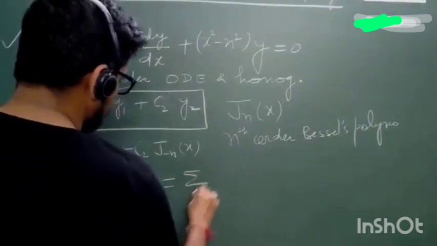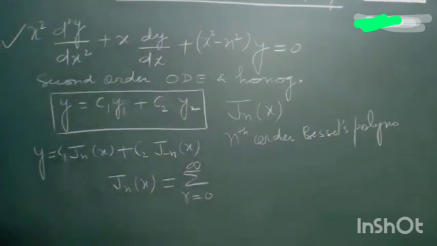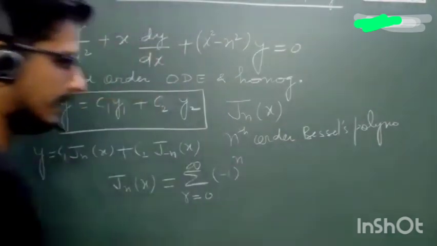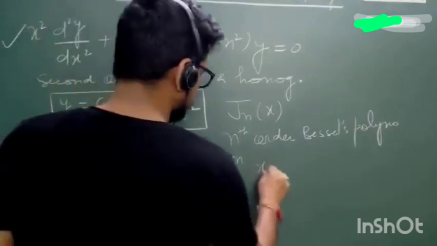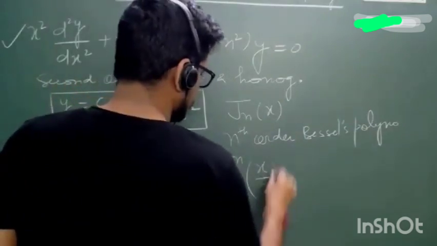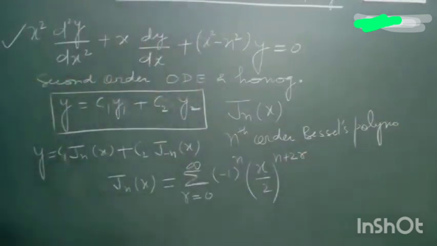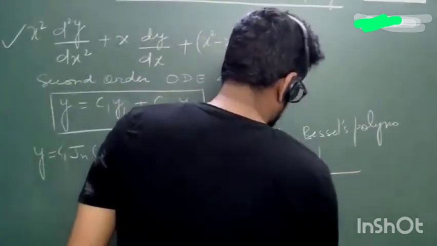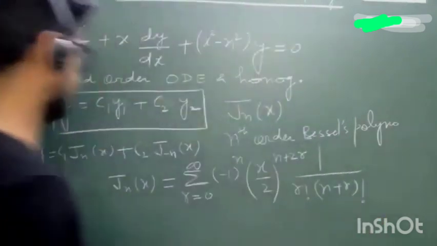So summation r equals 0 to infinity, this is the series solution, minus 1 to the power r, x by 2 to the power n plus 2r, and 1 upon r factorial, n plus r factorial.